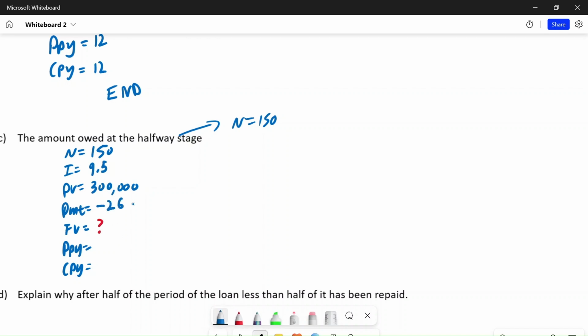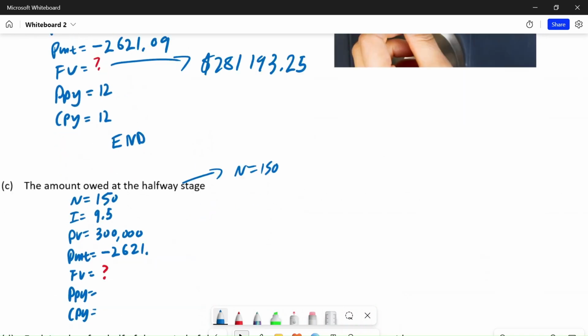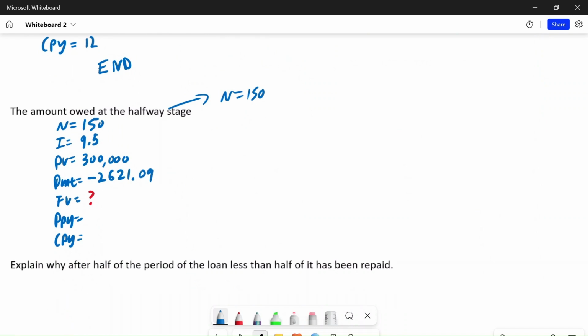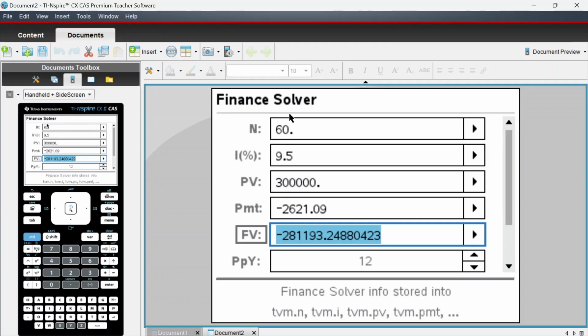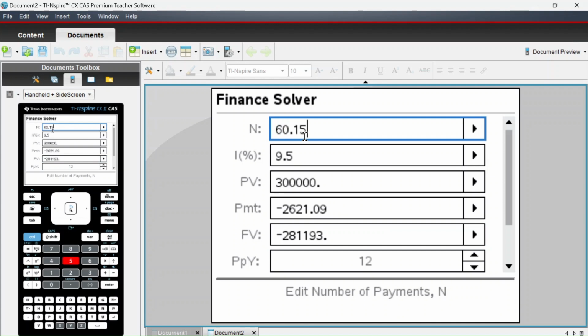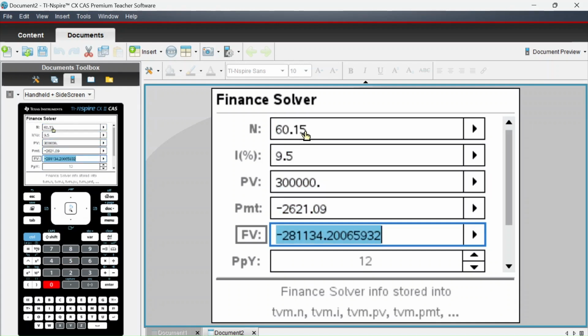Payment is now still 2621. What was it? 909. Payments per year. These are still monthly. And it still says "and" down the bottom. Okay, so let's check how you went, if you did indeed pause the video. So we've got 150 up here. Tab it down, and we're expecting to get that number there.